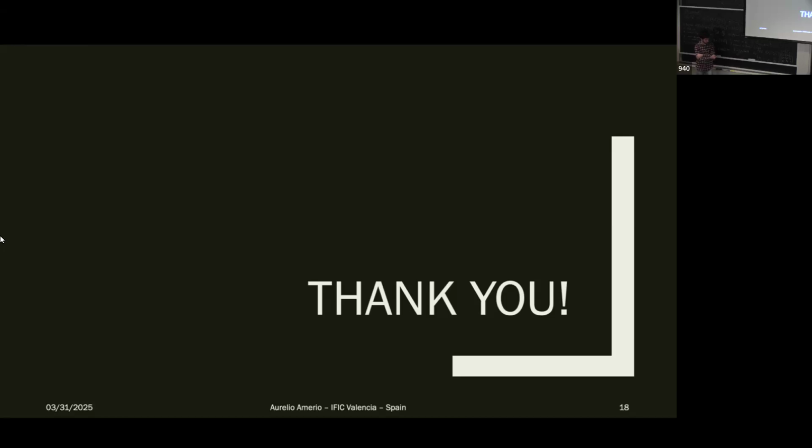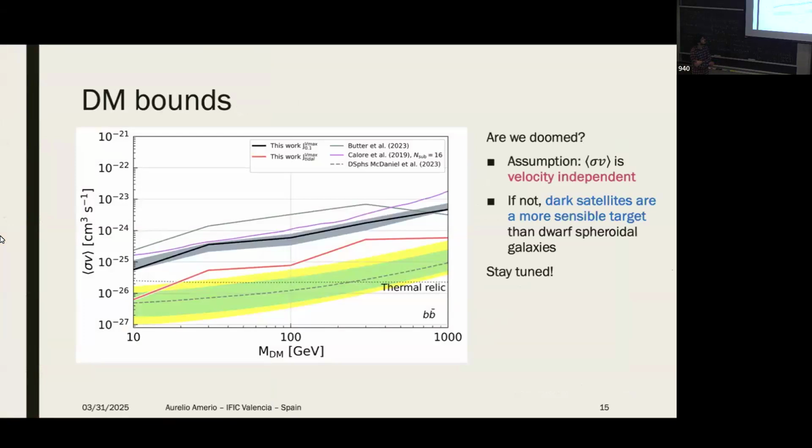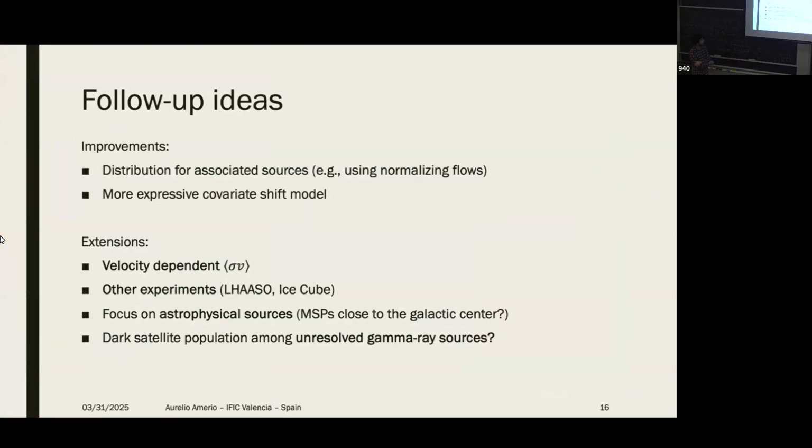Can you go back to the slide from two slides earlier, where you made your extensions? No. 16, I guess, is the number. You say dark satellite population among unresolved gamma ray sources. How would you do that? Isn't that what you're doing? I'm confused. So you're trying to imagine gamma rays coming from regular, just even smaller galaxies. Yes, that's it.